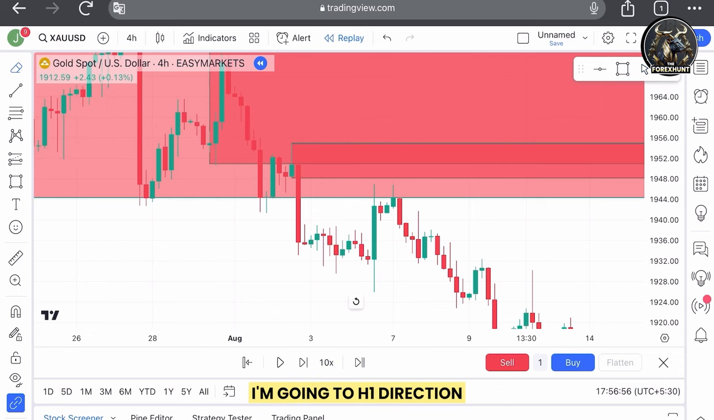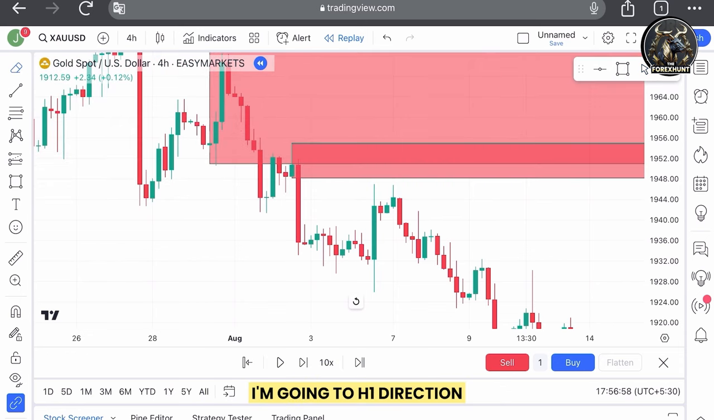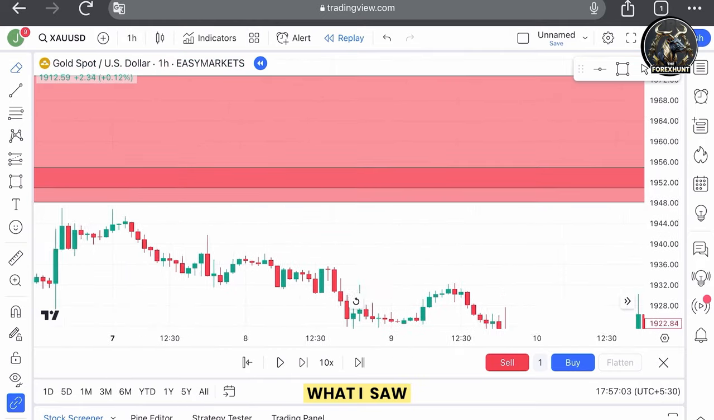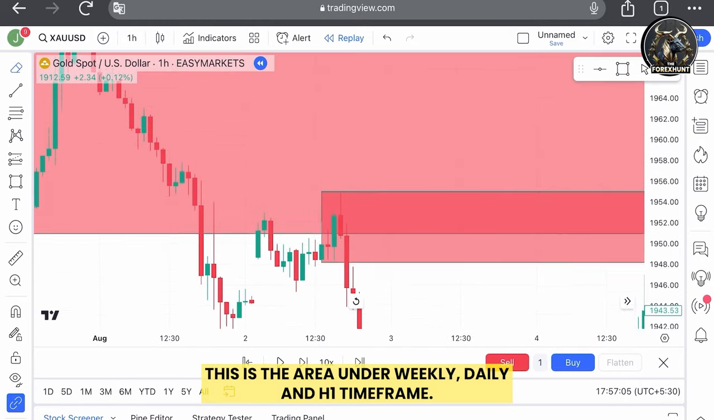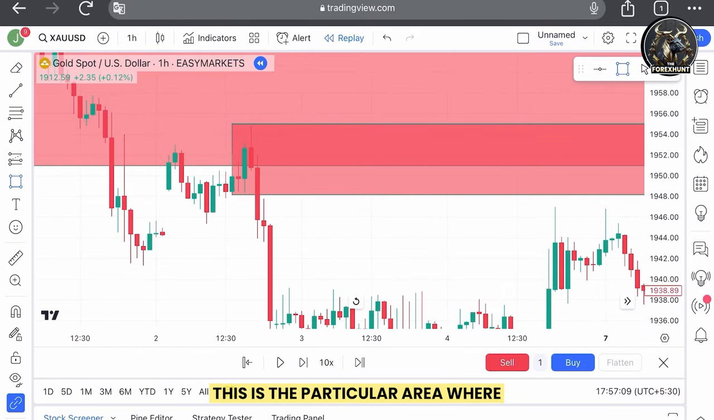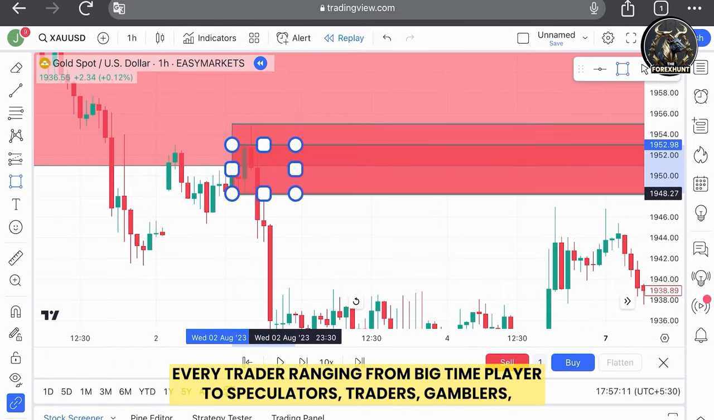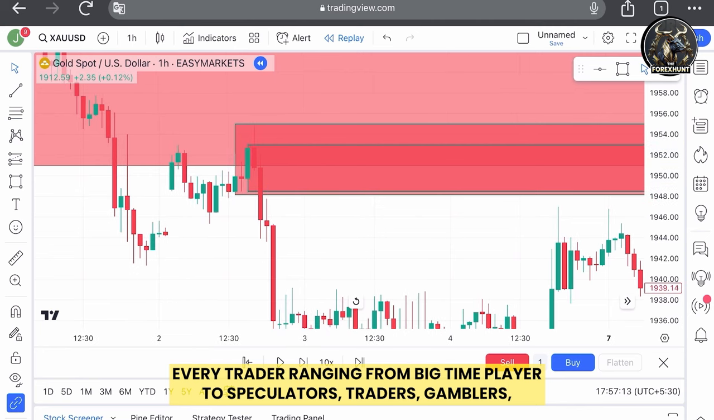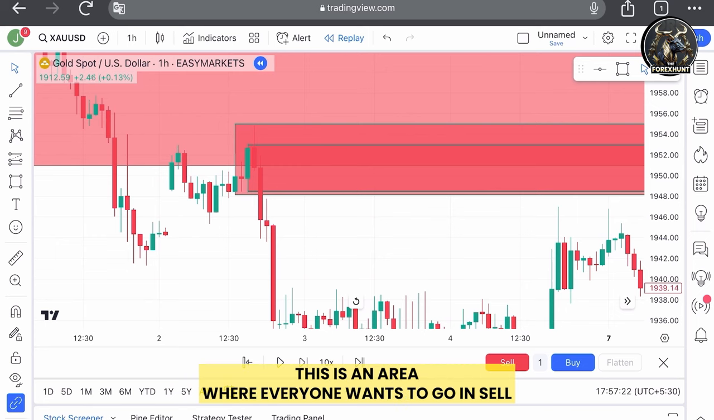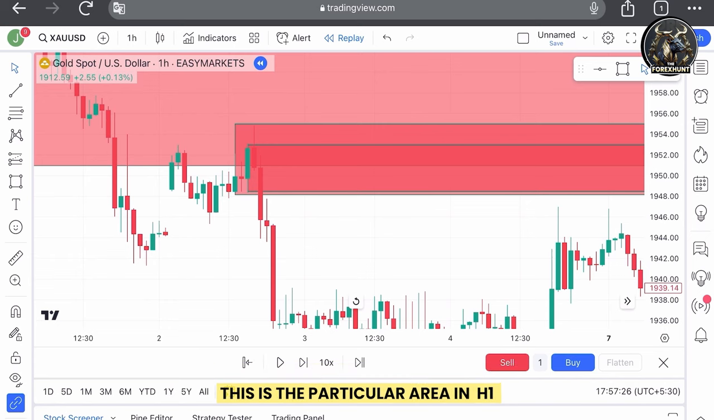Now I am going to the H1 direction. In H1, what I saw is the area under the weekly, daily and H4 time frames. This is the particular area where every trader, ranging from big players, speculators, traders, gamblers, big banks, medium banks, small banks, and retail traders, wants to go into a sell. This is the particular area in H1.